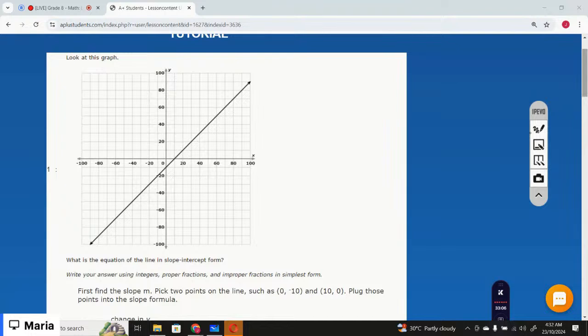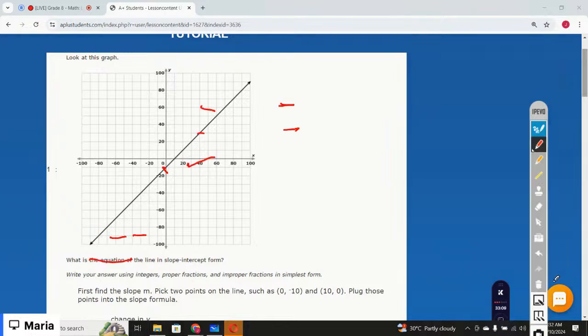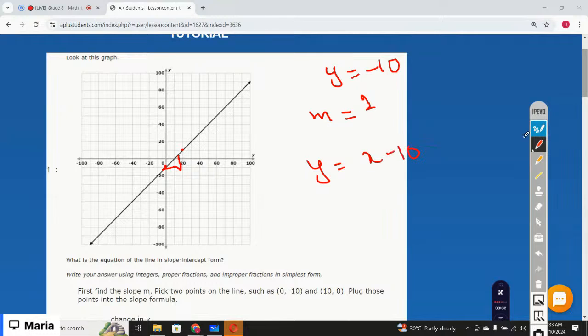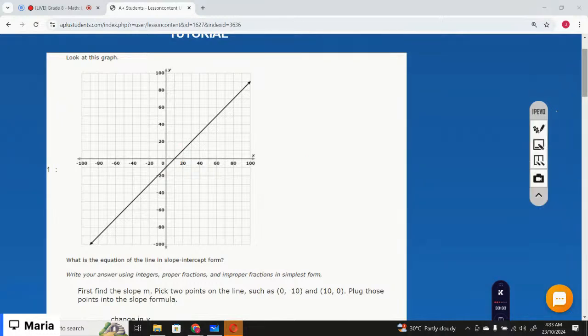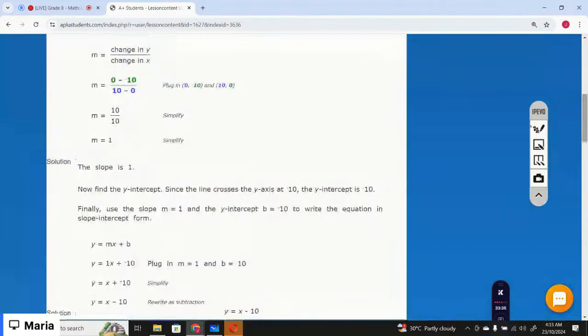Here is the point where the graph is touching the y-axis, that is negative 10. Now calculate the slope. The slope is change in y divided by change in x. The slope is 1. You need to write down the equation, that is y equals x minus 10. The correct option is y equals x minus 10. Got it?